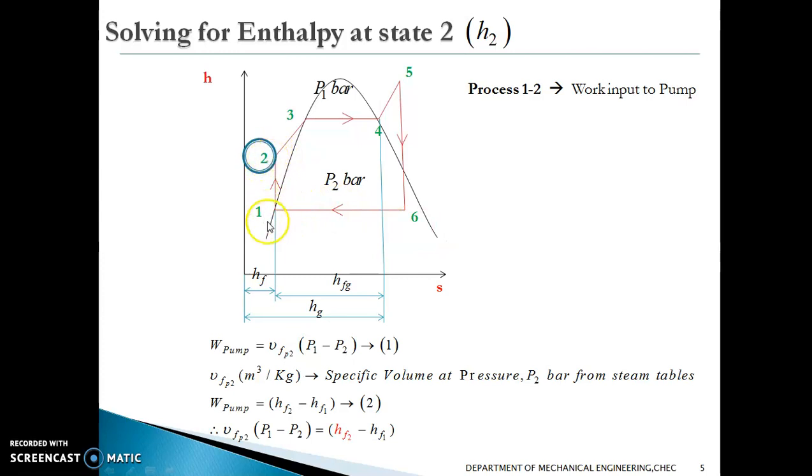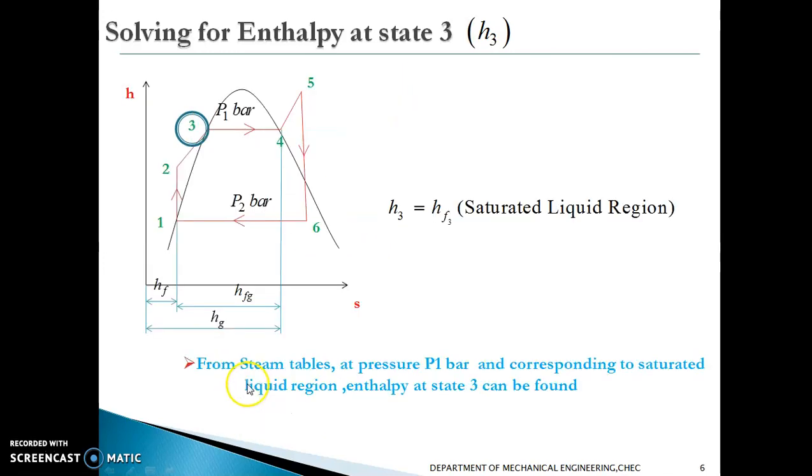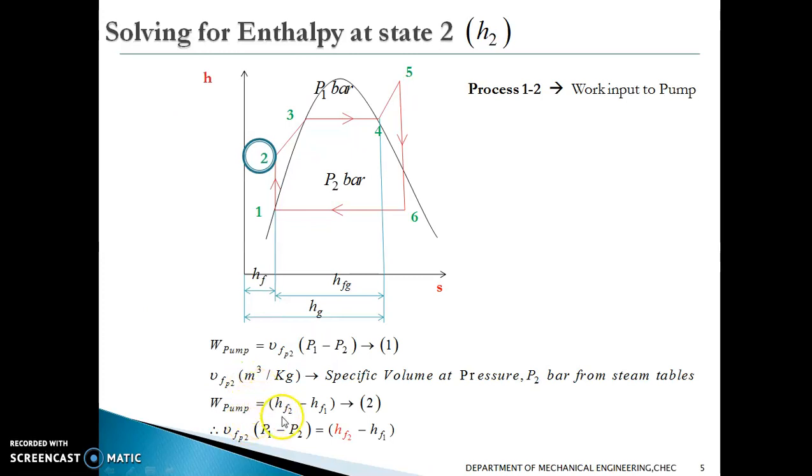Since 1 to 2 is the process where work input is given to the pump, the work given to the pump is given by the flow work, v dP. dP means the change in pressure, P1 minus P2, into the specific volume, the specific volume at state 2, at pressure P2 bar. This work done in the pump can also be written as the change in enthalpies between these two states, that means h2 minus h1.